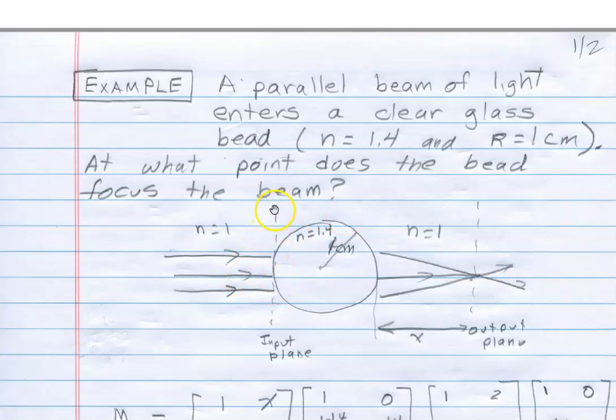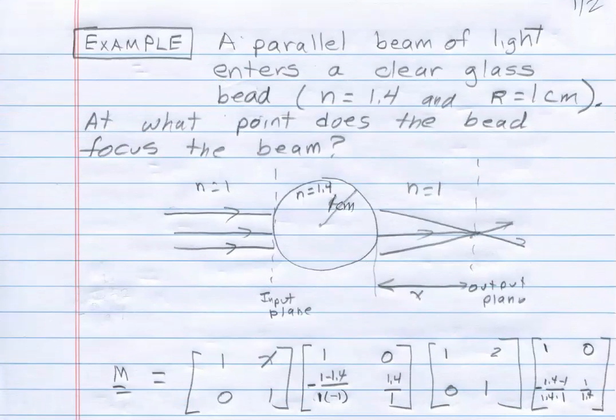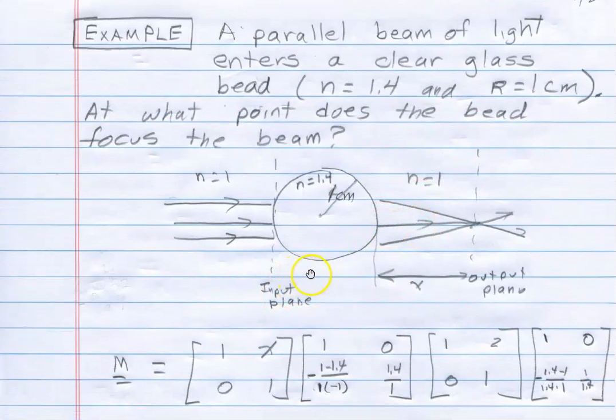So I put the input plane just in front of the first front surface. I'm entering with parallel light, and I put my output plane wherever that light is focused, which again I don't know, so I have to put that value as x here, from the back of, in this case, the glass bead.